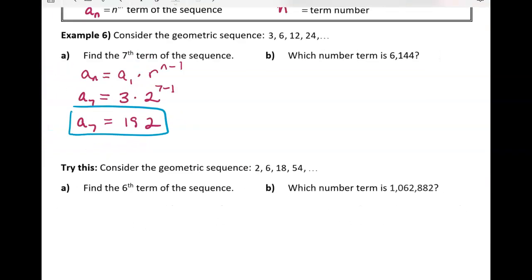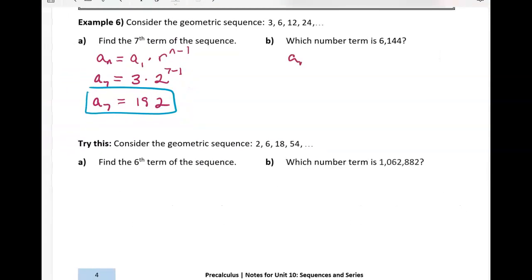So our equation is a sub n is equal to a sub 1 times r raised to the n minus 1, and our term a sub n is 6,144. First term is 3, ratio is 2. Now what we need to do is to solve for that n, which lies in an exponent. So in order to do that, we're going to use logarithms. But before we do that, we have to isolate the exponential expression, 2 to the n minus 1.